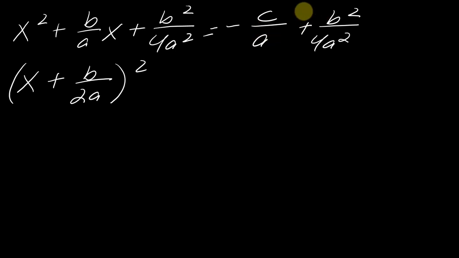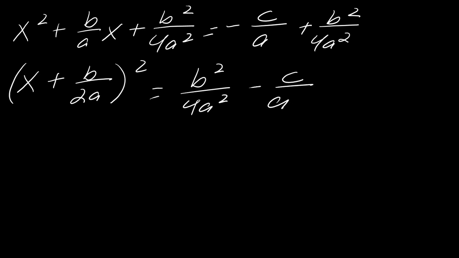Now, on this other side, this is a picky math thing, but you know, we like to do pretty math around here. So I want to have just the positive term come before the negative term. So I'm just going to rewrite the other side as b squared over 4a squared minus c over a.